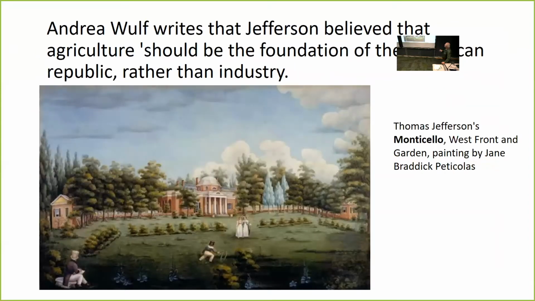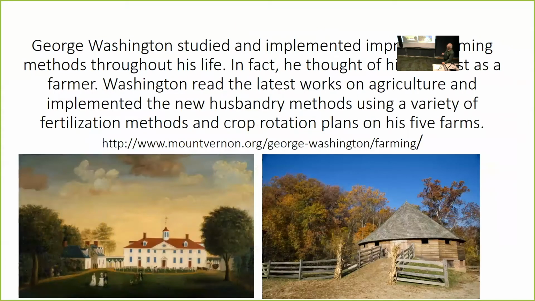Andrew writes that Jefferson believed that agriculture should be the foundation of the American Republic rather than industry, that he put more importance on agriculture than on industry. George Washington studied and implemented improved farming methods throughout his life. In fact, he thought of himself first as a farmer. Washington read the latest works on agriculture and implemented the new husbandry methods, using a variety of fertilization methods and crop rotation plans on his five farms.